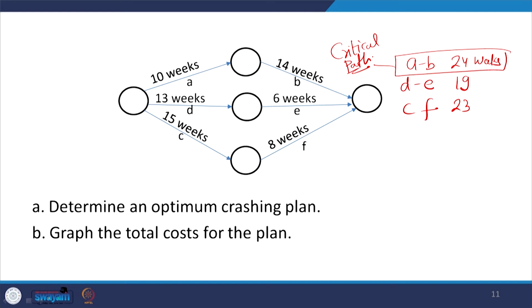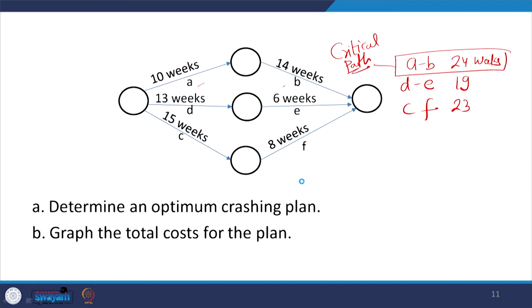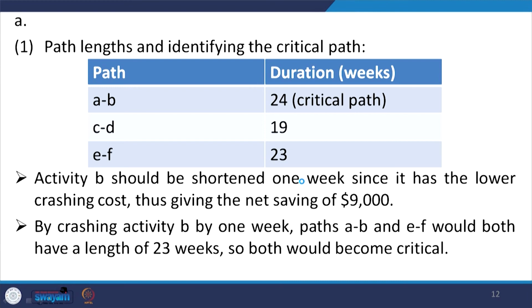So, if you want to reduce the completion time of this project, you should squeeze the activity time around A and B. Now, in A and B you see that activity A can be reduced by 3 weeks, activity B can be reduced by 3 weeks, and their charges are these. So, first I would like to reduce activity B, because reducing activity B will take only $3,000 in the first week. So, now let us go for crashing.